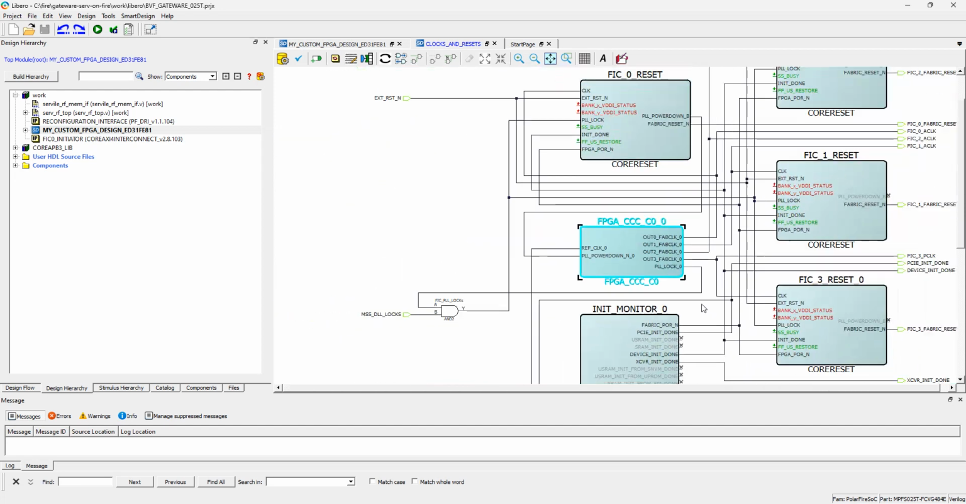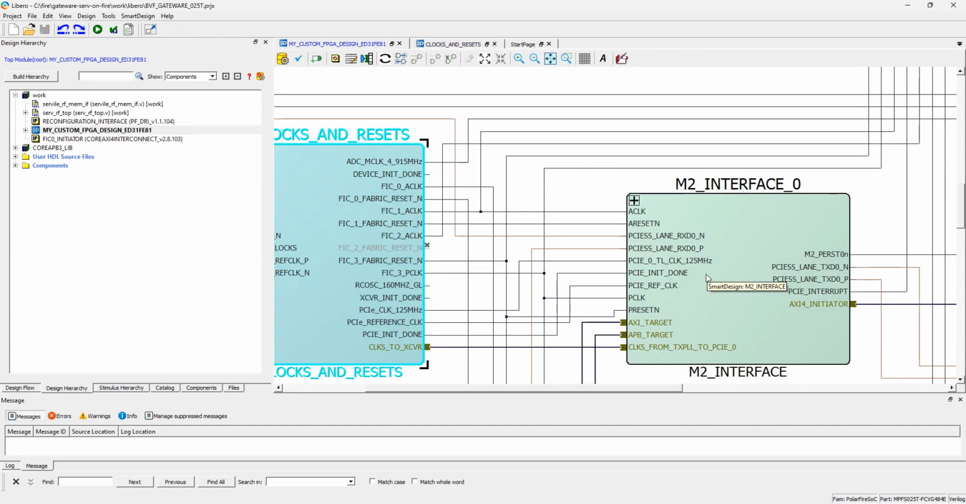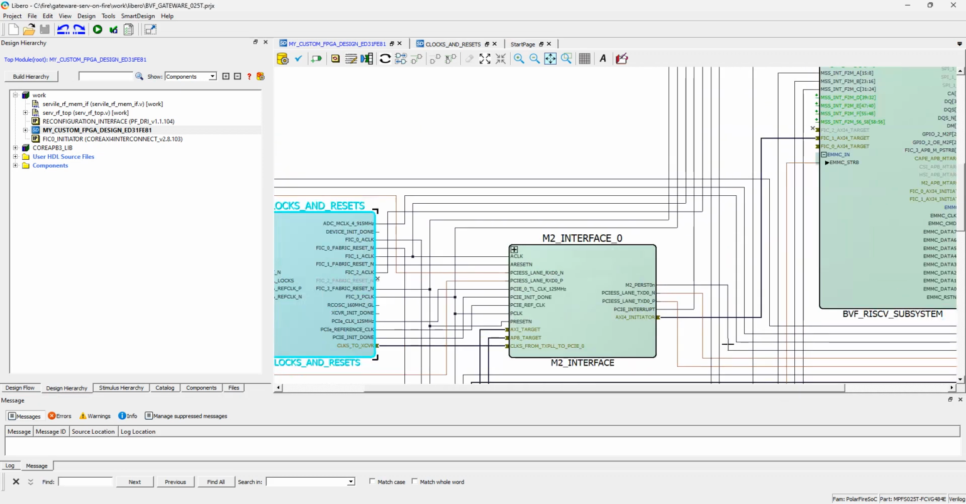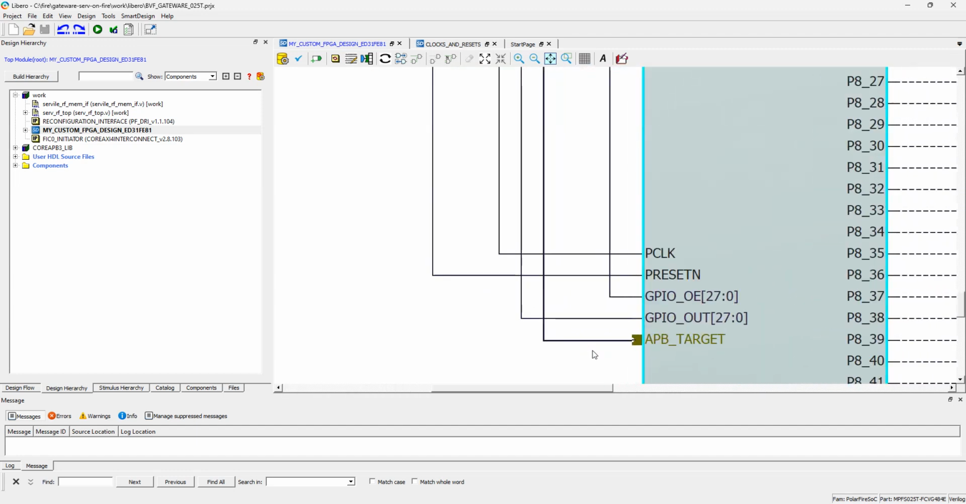What other interesting things are we going to do here? Let's go back over to, scroll out. Where's it hiding? This guy here. Let's come back in again. And right here is the APB bus.